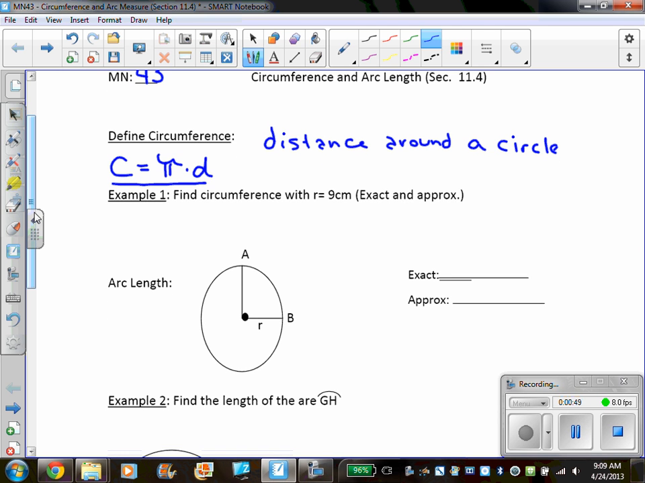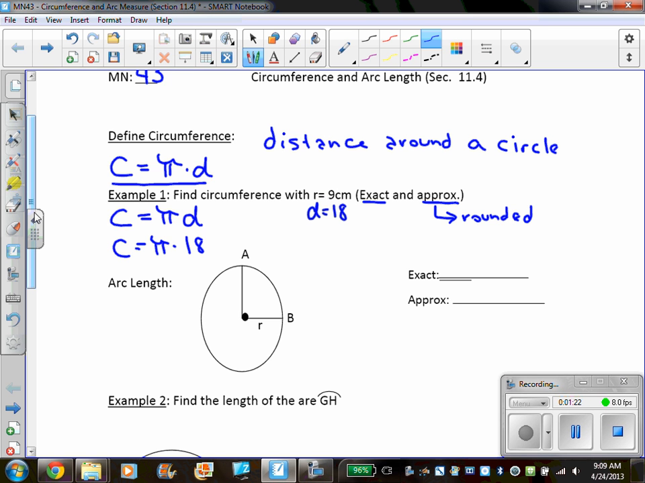Okay, example 1, it says find the circumference with radius n equals 9 centimeters. Now here's the difference. It says find the exact amount and also the approximate. Approximate is the rounded answer. That's what we're kind of used to. So let's first start with the formula. Circumference equals pi times diameter. We're given that the radius is 9, so the diameter in this case is 18. So we put that into our formula, pi times 18.